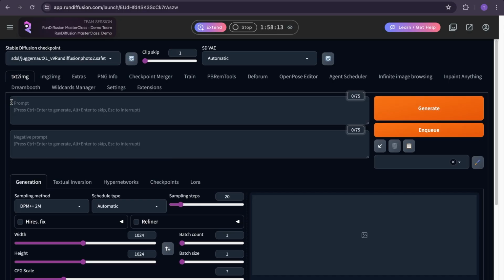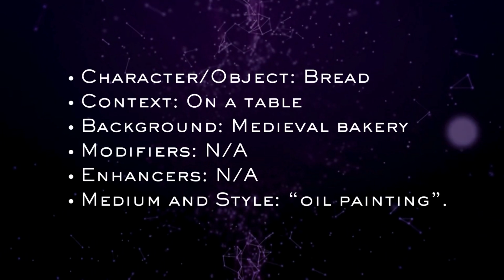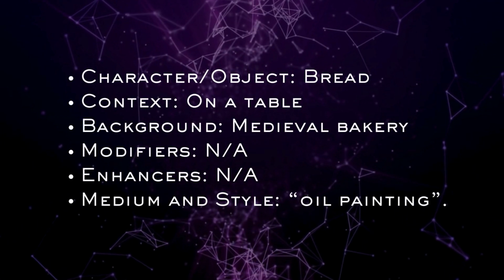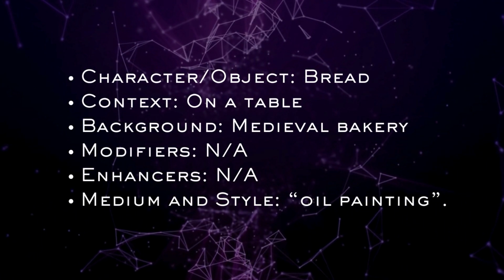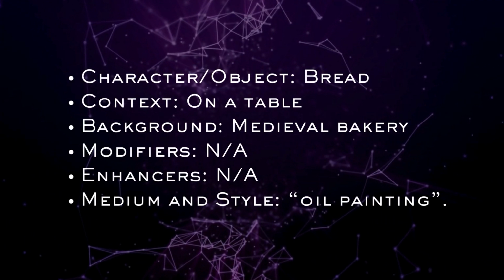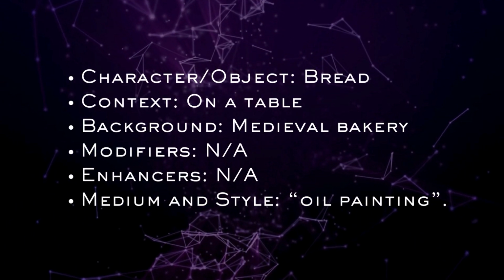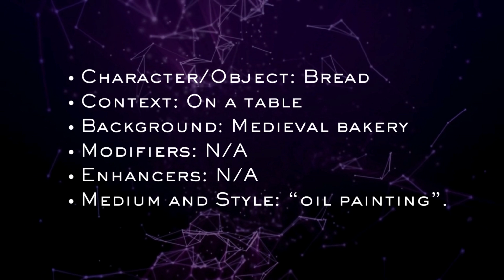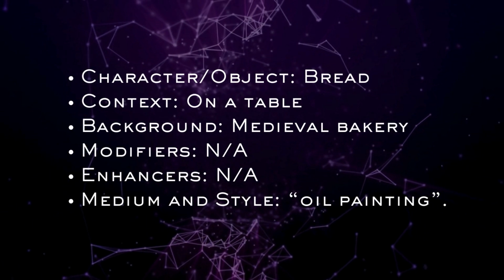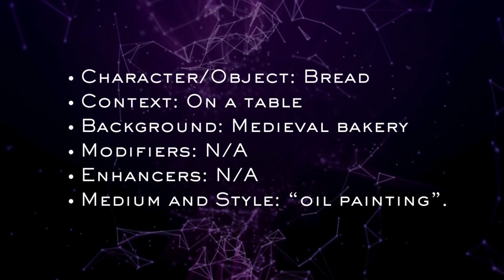Let's focus this image on a bakery in a medieval setting. For our character object, we will choose bread. The context will be on a table. The background will be a medieval bakery. We're not going to do any modifiers in this one because we want to focus on the bread and bakery. And same with the enhancers. We want to keep it simple, so we will not do that on this specific example.